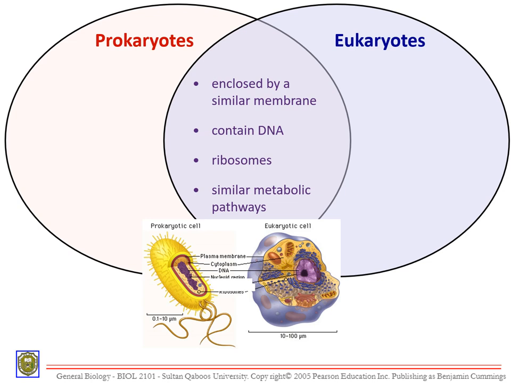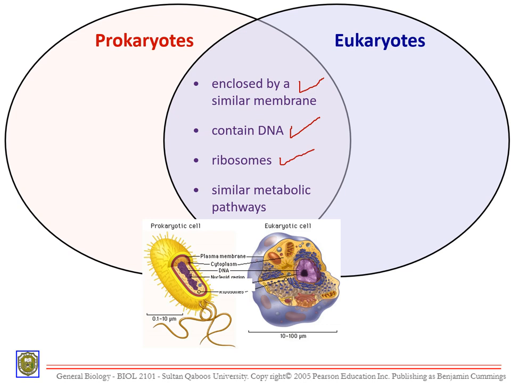Let's start by refreshing your memory. What are the similarities between prokaryotic and eukaryotic cells? What do they have in common? Well, both prokaryotes and eukaryotes are enclosed by a similar membrane. They both have plasma membranes. They both contain DNA. They both have ribosomes because they all need proteins. So the ribosomes are found in both prokaryotes and eukaryotes.